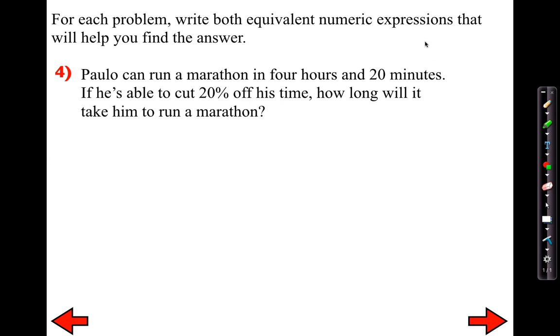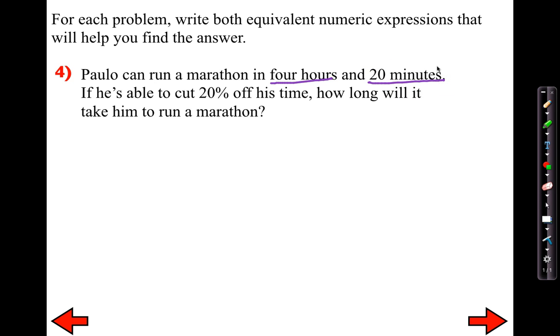Okay, now let's take a look at number 4. It says, Paulo can run a marathon for 4 hours and 20 minutes. If he's able to cut 20% off his time, how long will it take him to run a marathon? So the very first thing that I want to do is understand they gave me two different units. They said 4 hours and 20 minutes.